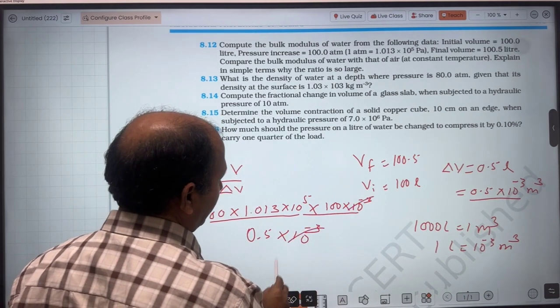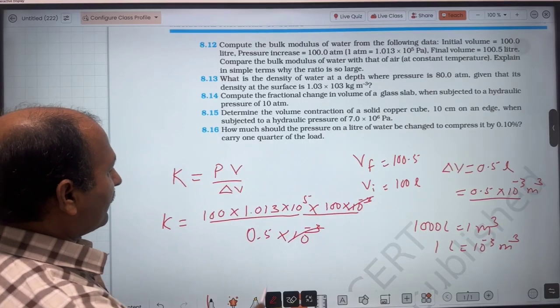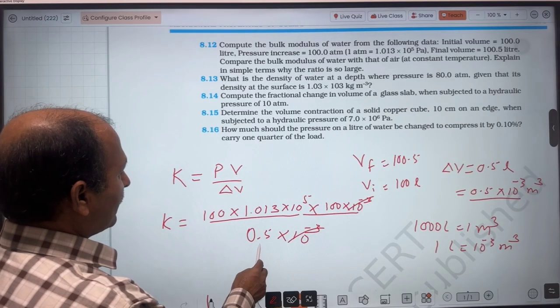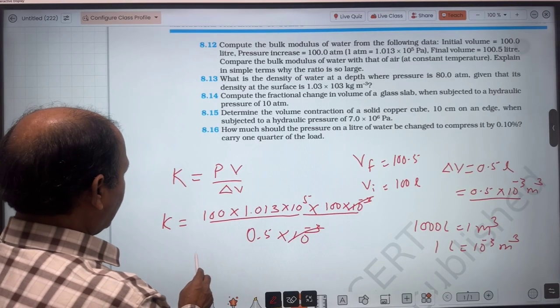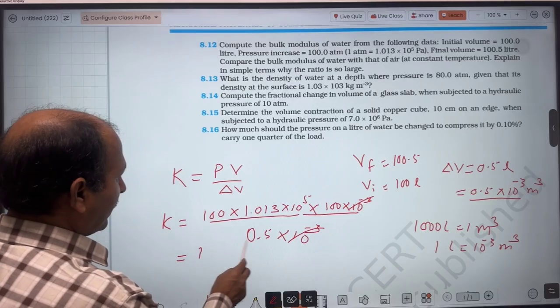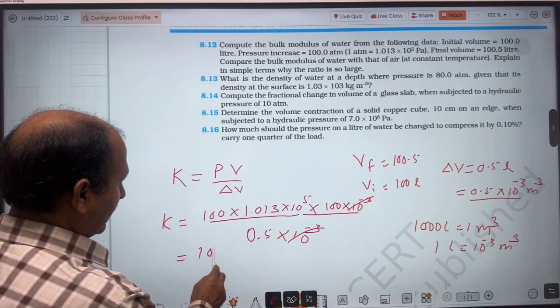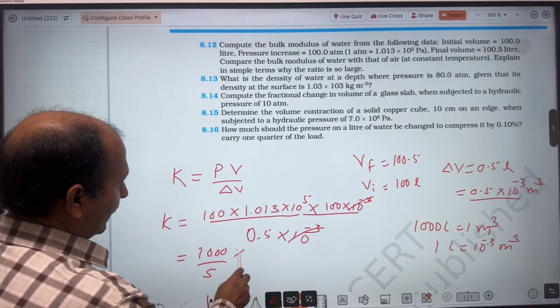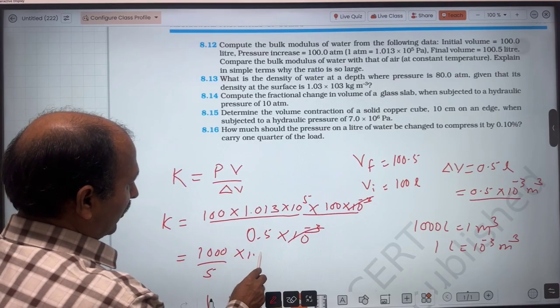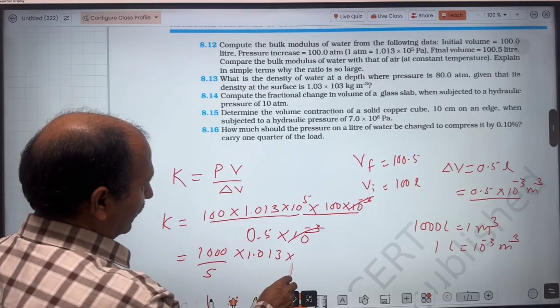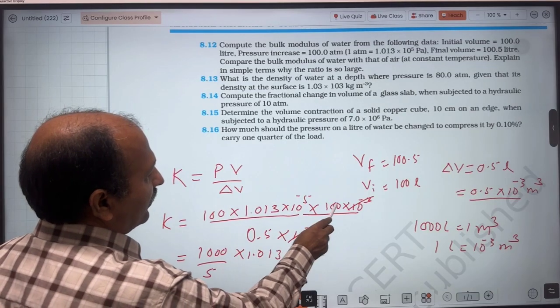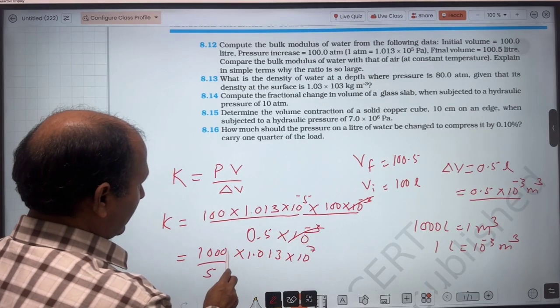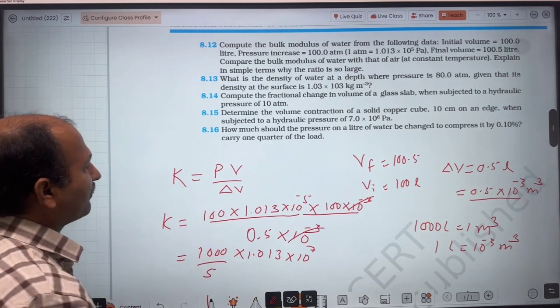So 10 to the power 5 minus 3 will cancel out from here. 0.5 will become 5 upon 10, and then everything is simple. So 5 upon 10, let's write this 100 as 1000 for this, and 5, then here 1.013 into 10 to the power 5 plus 2, 7 plus 3, 10. Simplify.